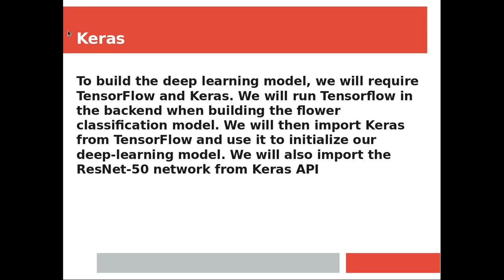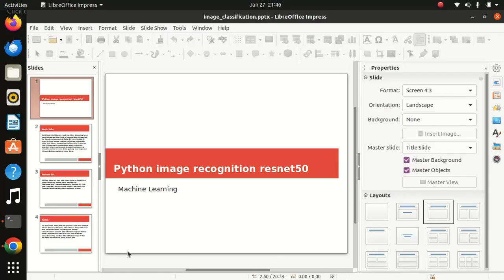Keras, which is very important, is a part of Google. To build a deep learning model, we will require TensorFlow and Keras. We will run TensorFlow in the backend. We will build the flowers classification model. We will then import Keras from TensorFlow and use it to initialize our deep learning model. We will also import the Resnet network from the Keras API. So let us go through the program.